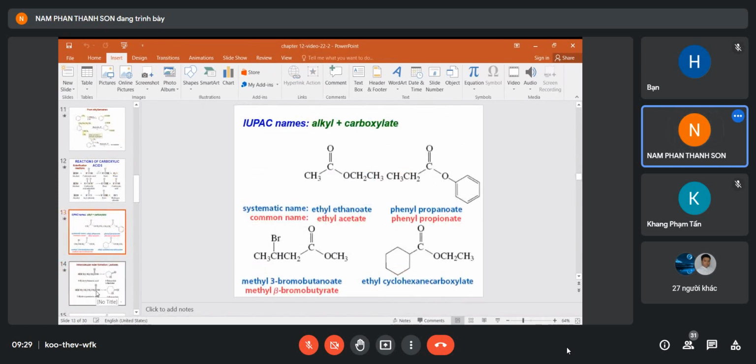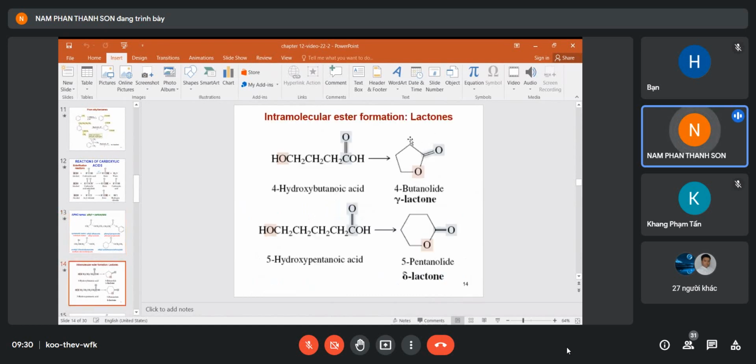Yeah. Remember the name of the ester. That is the name, for example, ethyl acetate. Just the name of the alkyl and then carboxylate. Remember, we can have intramolecular ester formation.